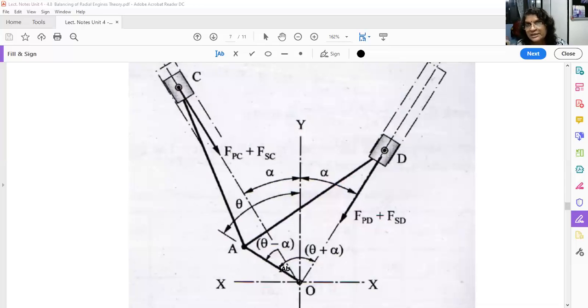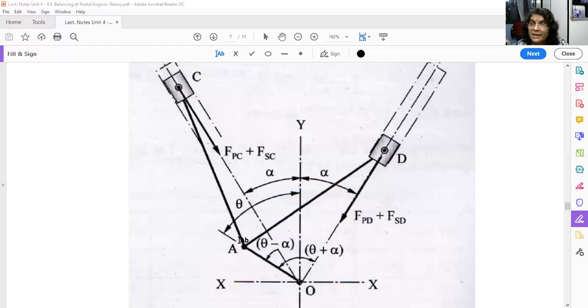Okay. See, for cylinder number 1, say cylinder C, what is the angle between crank and line of stroke? See, this angle is theta. Theta minus alpha is nothing but this angle. Understood? So that is the angle between crank and line of stroke. In a normal engine, we used to show it as theta.